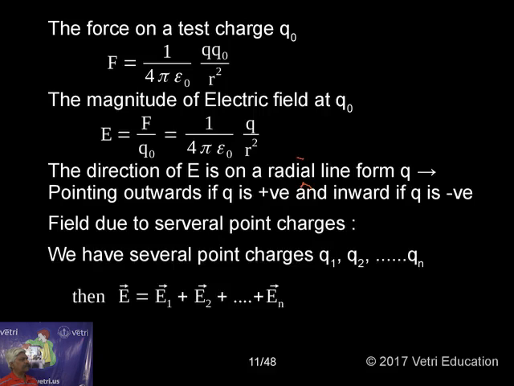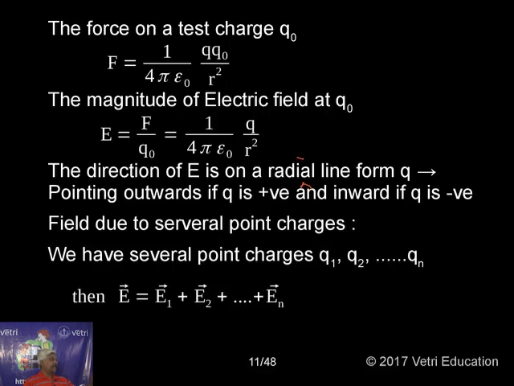Field due to several point charges. Because of this point we noted the Q naught. The Q naught cannot be plus and minus. The Q naught is always positive. Why? Only the source charge may be plus or minus. Be careful: we cannot take Q naught as positive or negative.